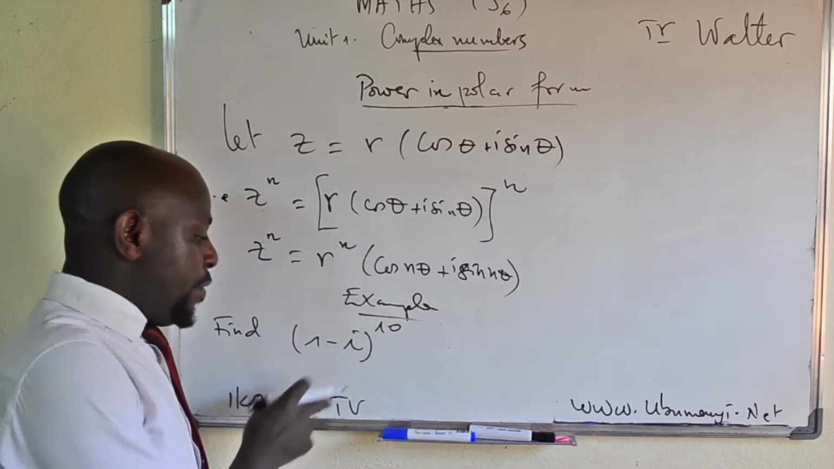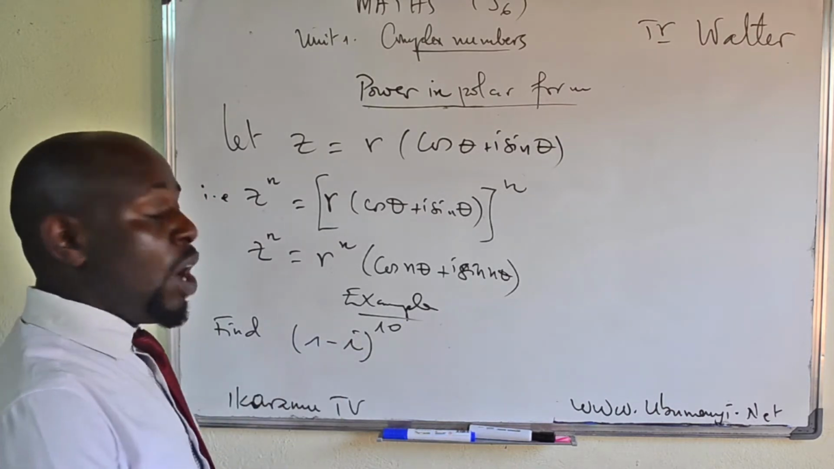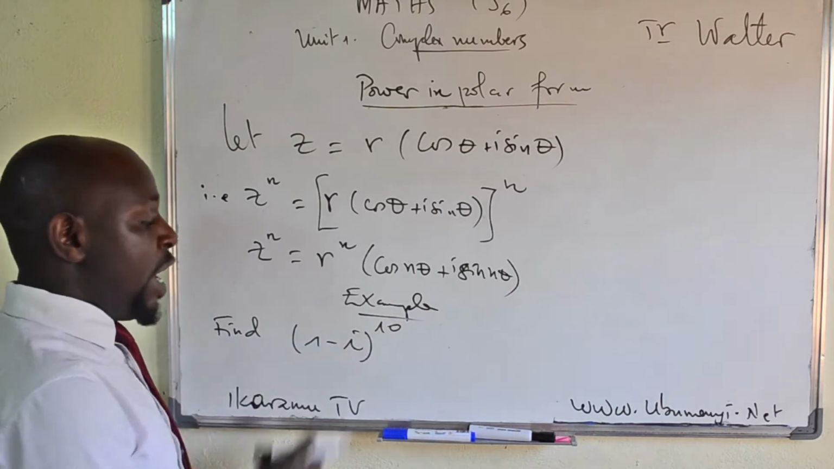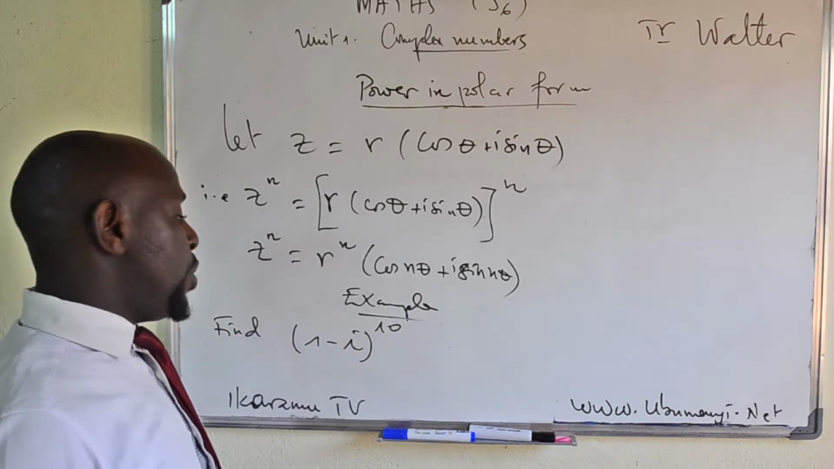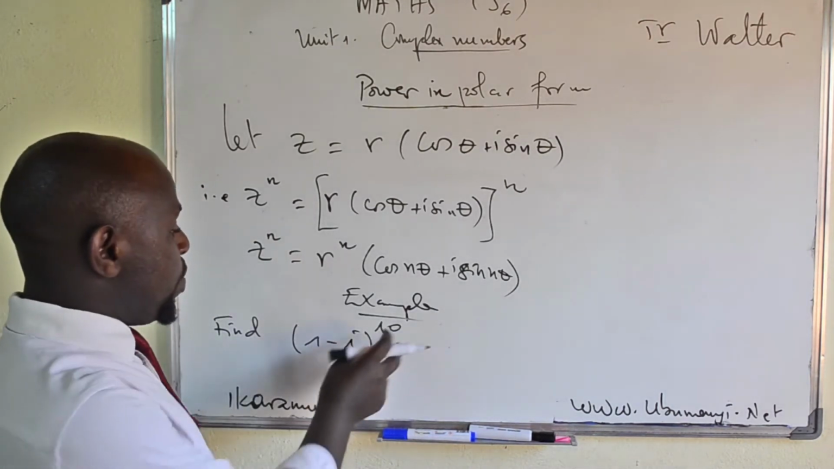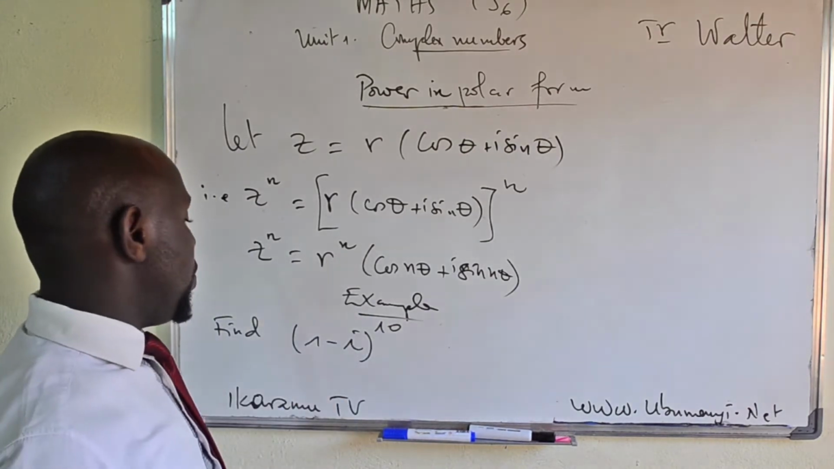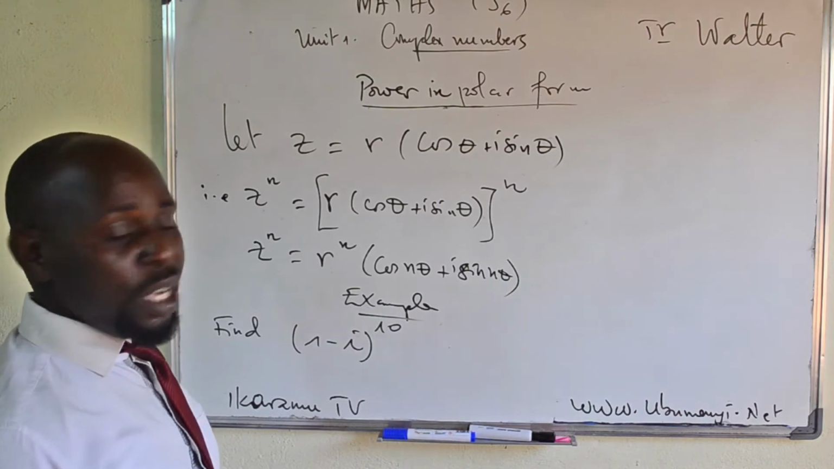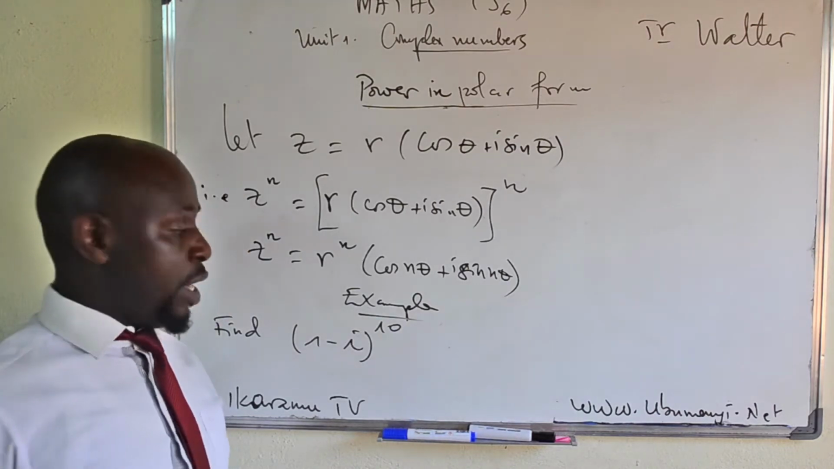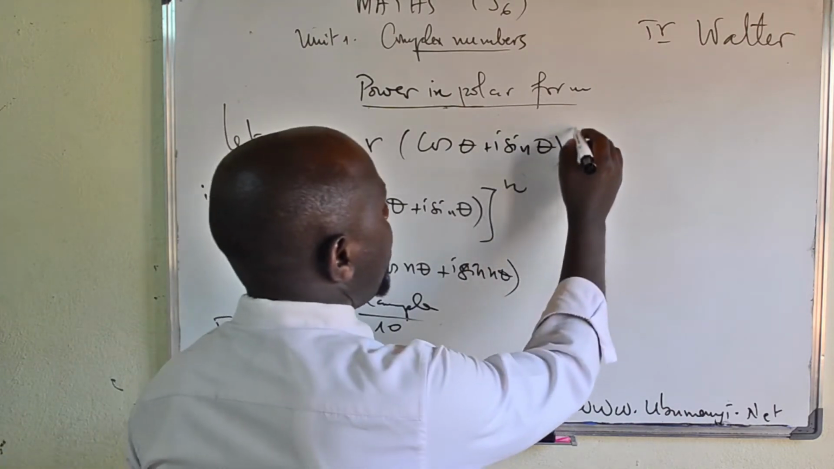What we do here, if we are to find this power, is first put 1 - i in the polar form, and after putting it in the polar form, we express the power and use this formula to find (1 - i) power 10. And it will be much easier and quicker. You will see it when we are doing it.